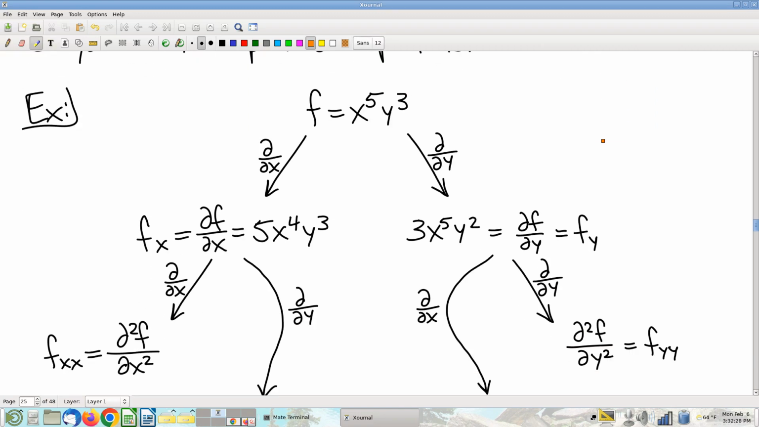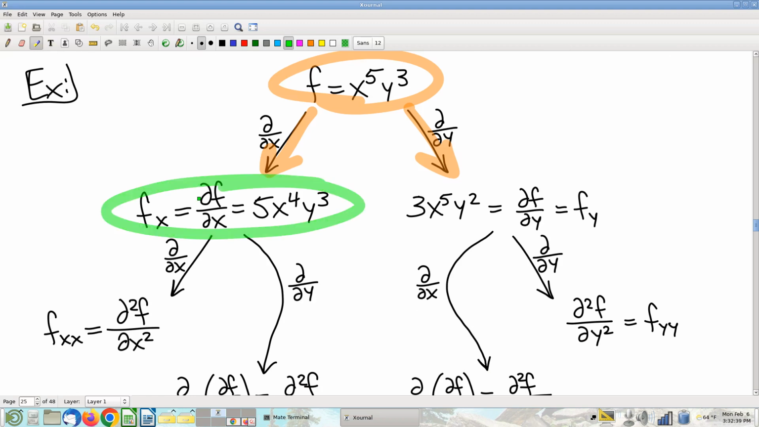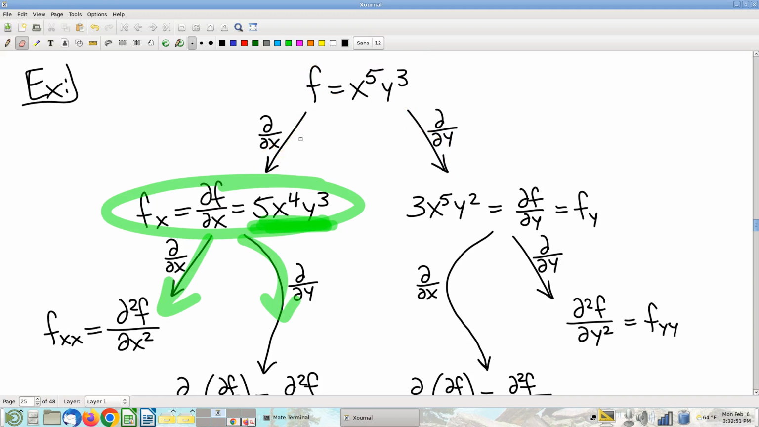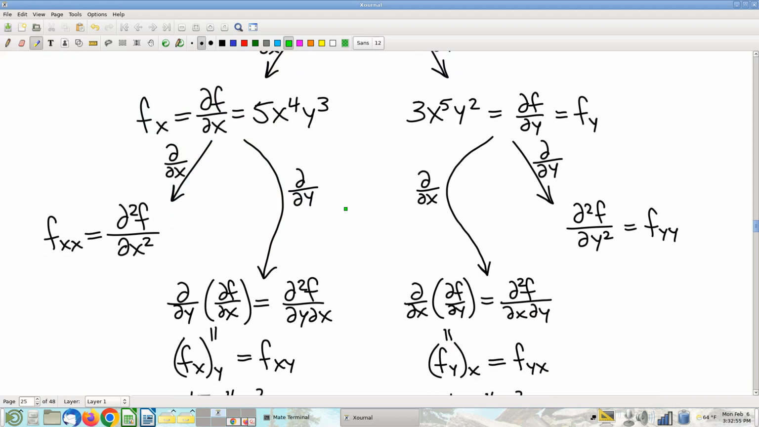Just as an example, here's a function of x and y. You can take its x or y partials. But now let's take a look at, for example, its x partial. Its x partial, you can see it right there, is also a function of x and y. So I can take its x or y partial. And likewise for the y partial, etc. Now let's talk about the notation for these higher order partials.